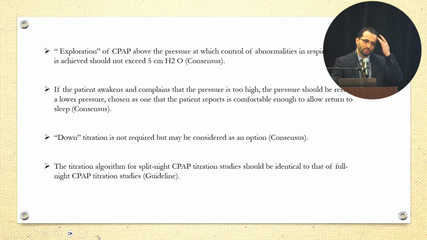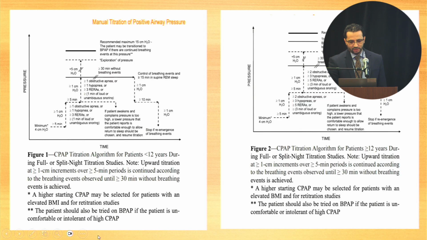Now, the titration algorithm for the split night, for those who want to know. A split night means a sleep study where the first part is diagnostic, and in the second part we do the CPAP titration. The algorithm for that should be pretty much the same as the CPAP titration studies as possible. Maybe you need to go faster because of the shorter time on the CPAP titration. This is just a map, or you can bring this and put it in front of you so it will remind us all the time how we do the CPAP titrations.